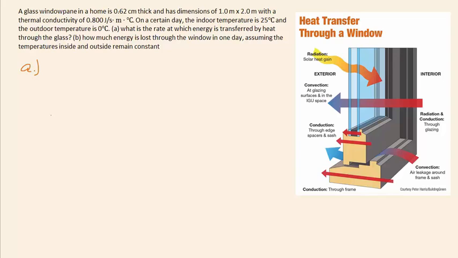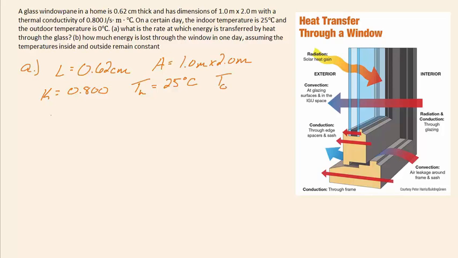We're given that the thickness of the window, which we'll write as the length, symbolized by L, is 0.62 centimeters. And we're given that the area of the window is 1 meter by 2 meters. And our thermal conductivity constant for this material will be 0.800, and our temperature at a higher concentration is equal to 25 degrees Celsius, while our temperature at our lower concentration will be equal to 0 degrees Celsius.